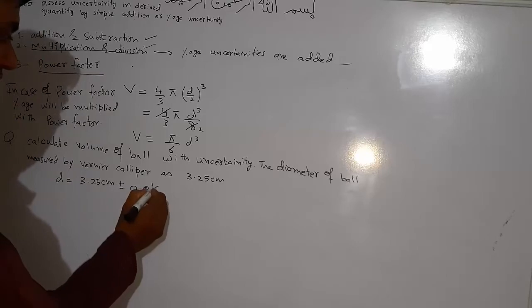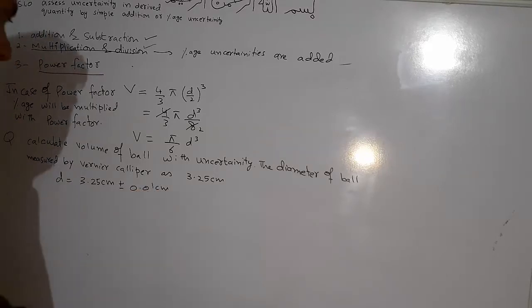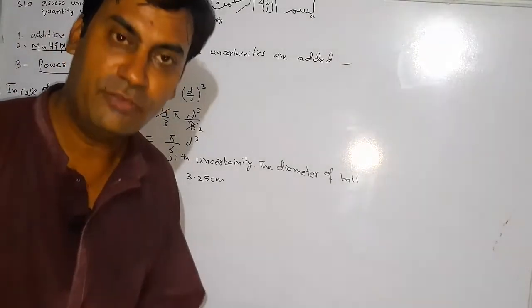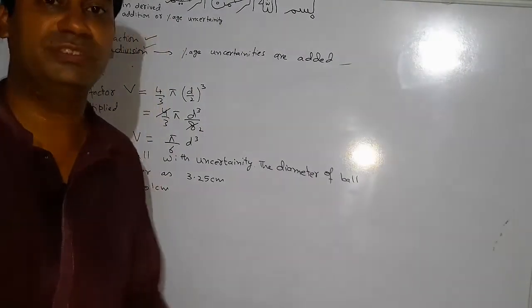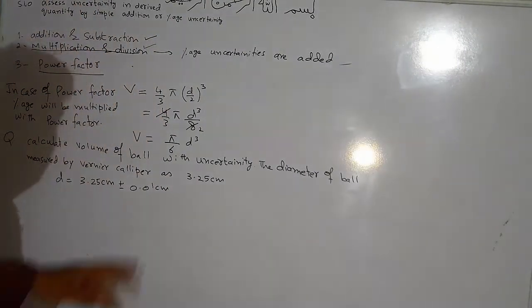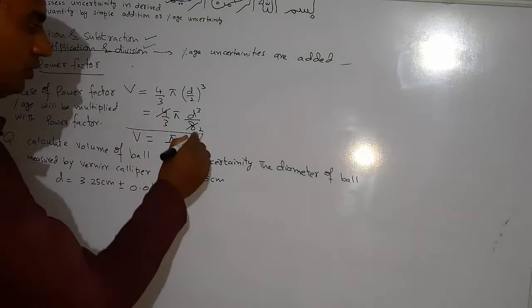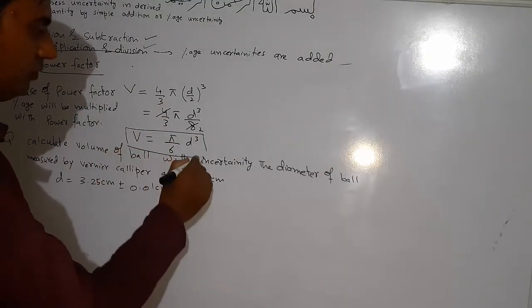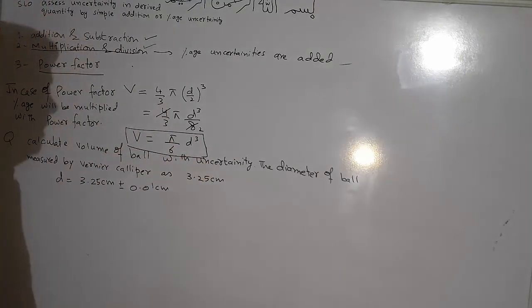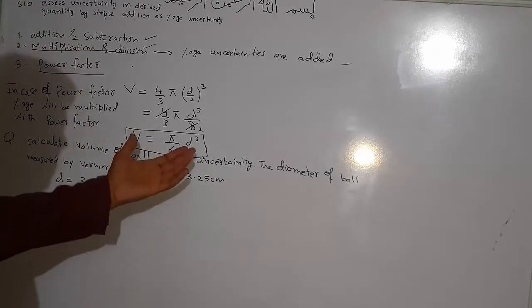0.01 centimeter, because we know the least count or the absolute uncertainty for the vernier caliper is 0.01 centimeter. The question arises, how do we deal with this volume? We know the formula, V is equal to pi over 6 d cube. Pi is a constant, 6 is a constant, so we only deal with d.